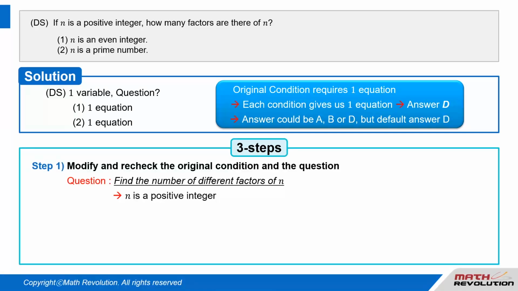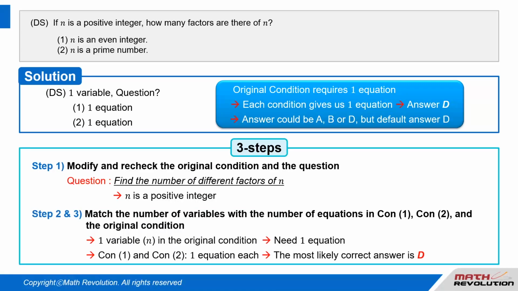Follow the first step of the variable approach by modifying and rechecking the original condition and the question. We have to find the number of different factors of n, if n is a positive integer. Follow the second and third steps.